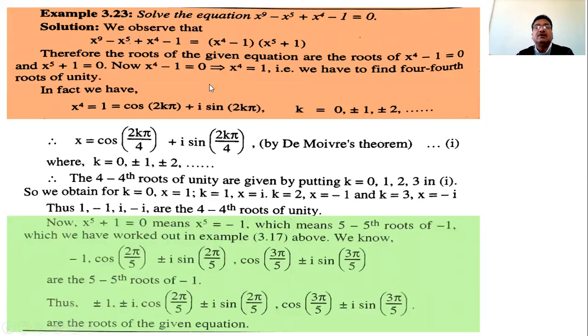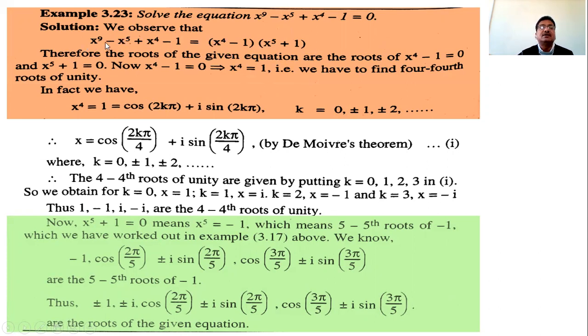Next, solve the equation. So this problem is also important. So x raised to 9 minus x raised to 5 plus x raised to 4 minus 1 is equal to 0. That is, this is a 9-degree equation. That is, we have 9 roots of this equation. Solve this equation means find all the 9 roots of this equation. So we have total 9 roots. And how can we find these 9 roots? By using De Moivre's theorem and by using complex numbers.